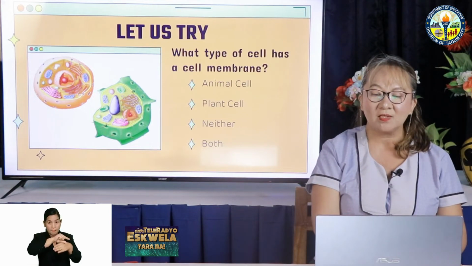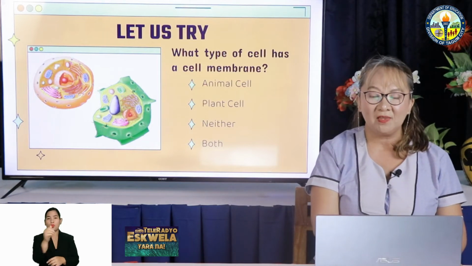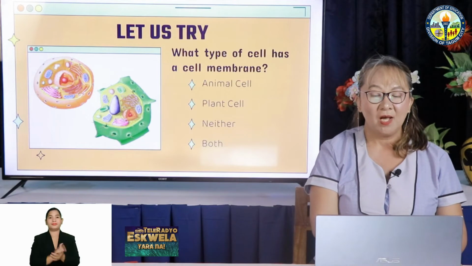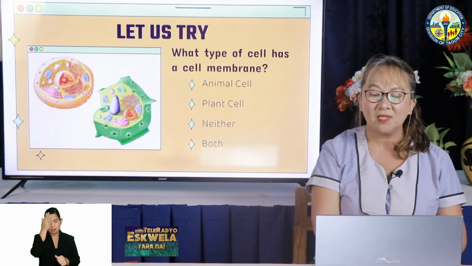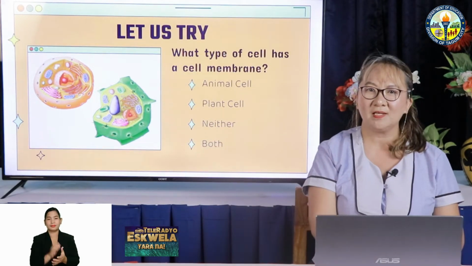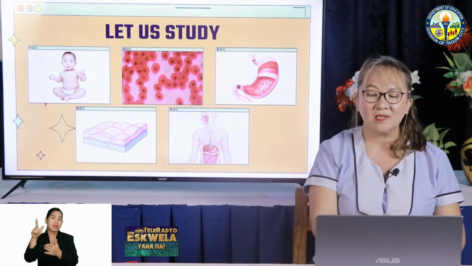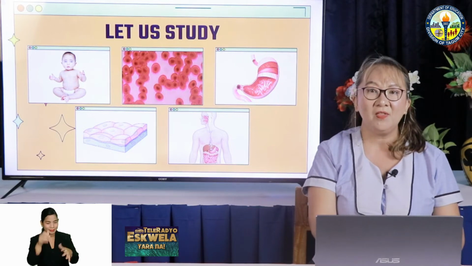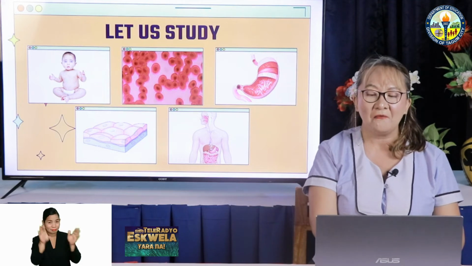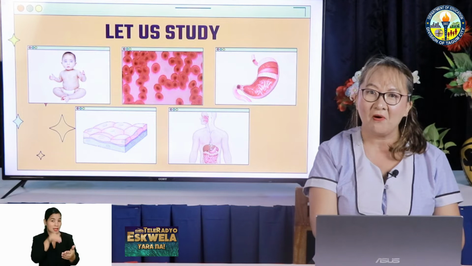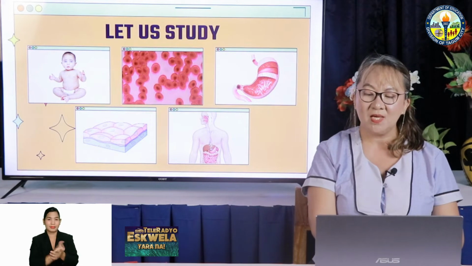Now it is time for you to answer the rest of the questions in Let Us Try on your own. You will be given 3 minutes. Do not worry. Once you finish this session, you will surely know the answers to these questions. Let us begin. Now, recalling your previous lesson, let us check if you can still remember the different hierarchies of life by identifying them based on the pictures found in Let Us Study on page 4. Place your answers in your answer sheets. This will be just quick.